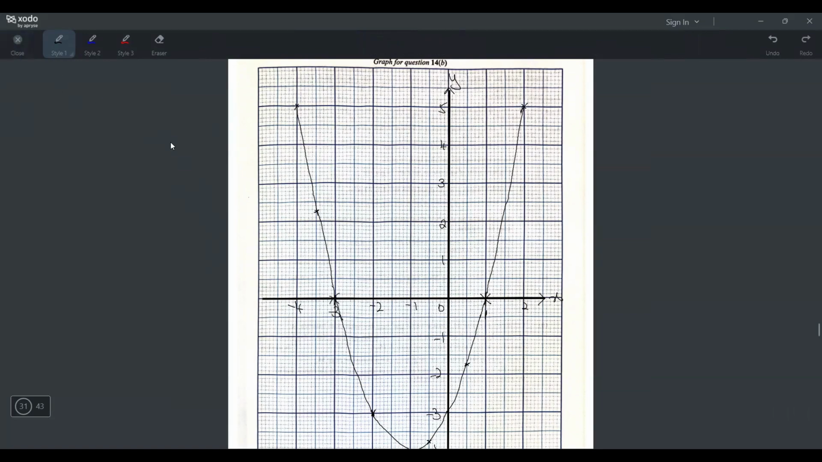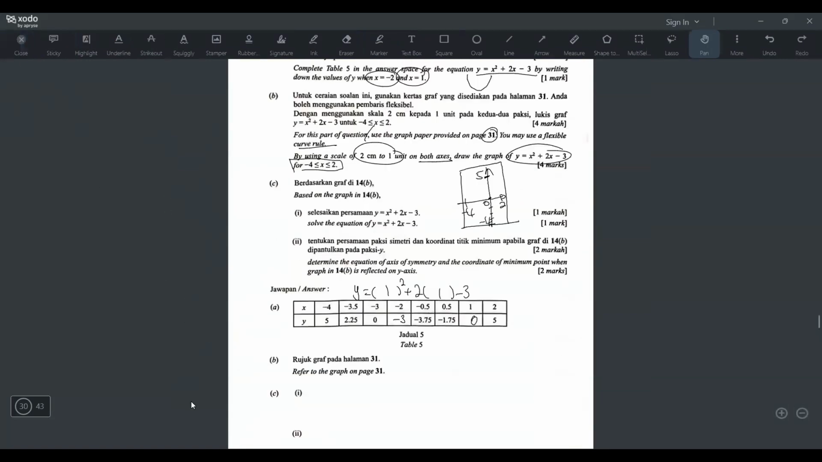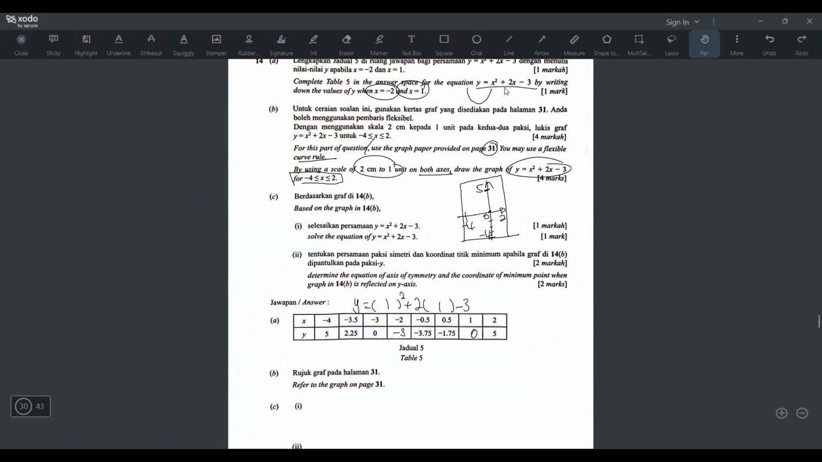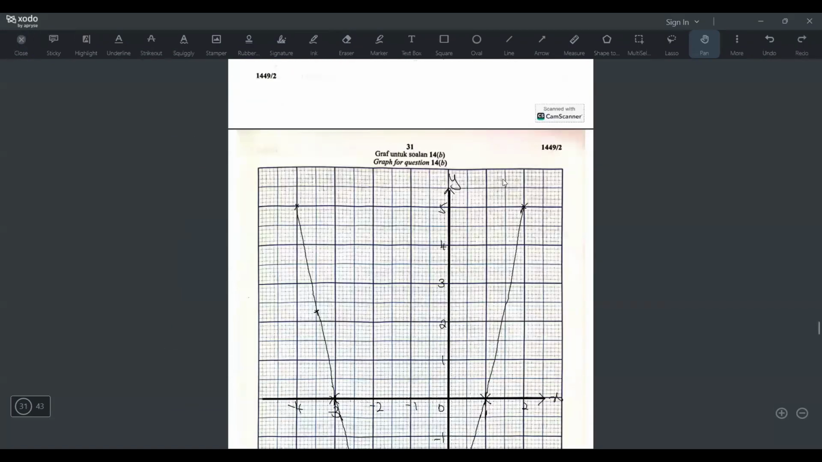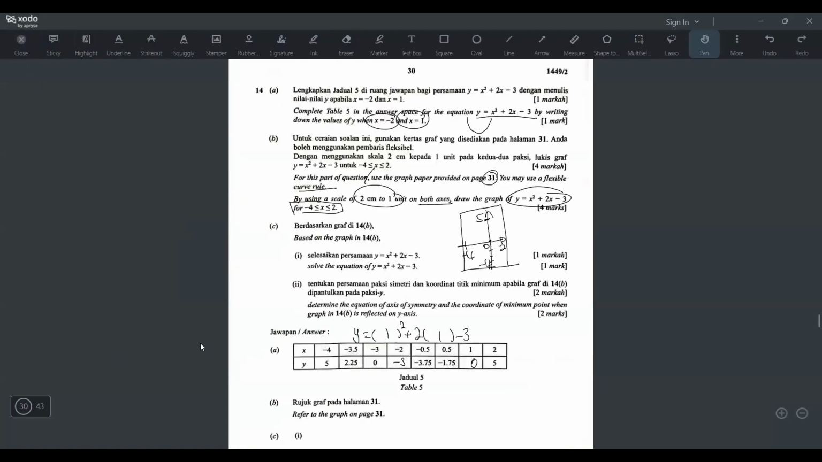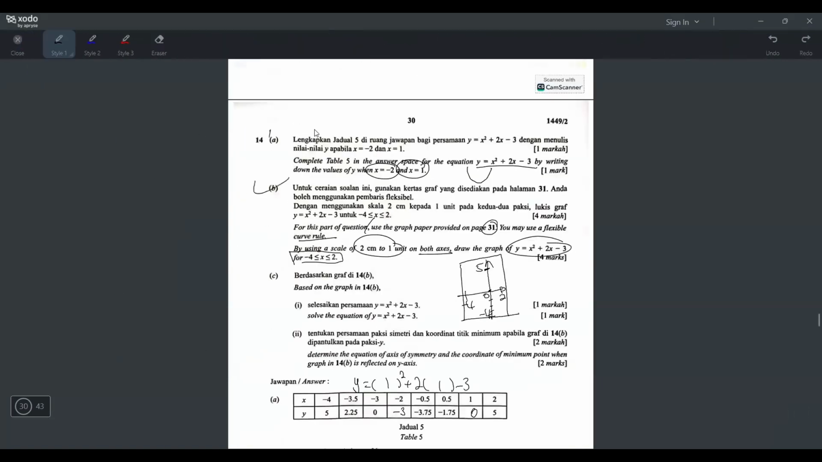Okay lah, can already. Okay, after we are done, we should write the equation. If there is an equation, we should write the equation. So I'll write it here: y equals x squared plus 2x minus 3. Okay, I'm done with the graph part. So let's see what else they want. So part B done, part A done.